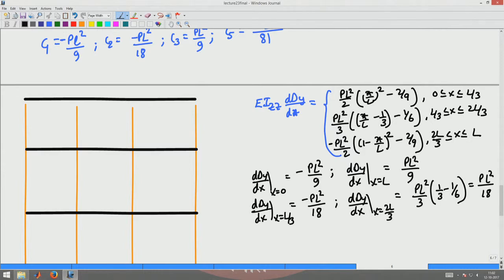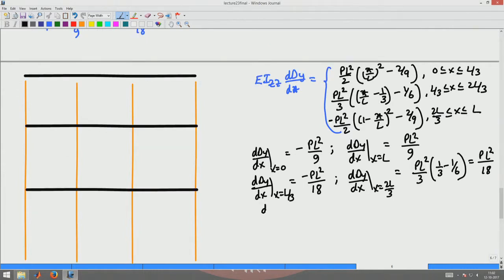Okay. Now, finally d delta y by dx at x equal to L by 2 will be PL square by 3 into 1 by 2 minus 1 by 3 minus 1 by 6, which is 0. Okay, that should happen because the maximum deflection will occur at the midspan because of symmetry again.